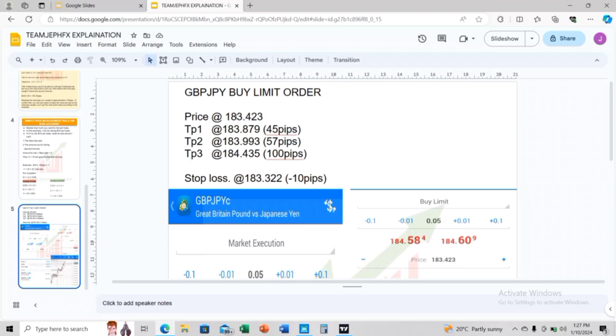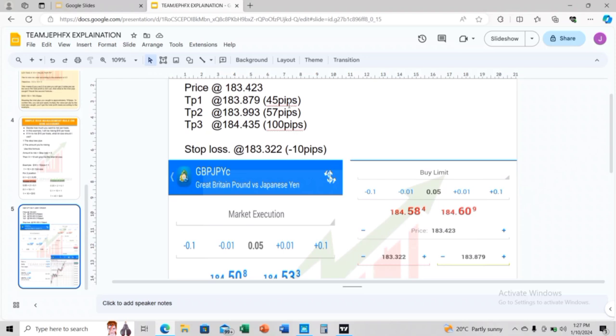Check this price. You see it, 183.423. That is what you will write in this price field. You see it? It's the same. It must be the same thing. As soon as you write the price, you go to the stop loss. See stop loss here, 183.322. You also write it here. Don't write it on this side though. Write it on this side. This is your stop loss side. This one that is labeled red is your stop loss side.